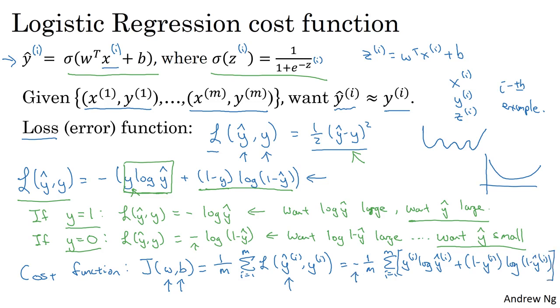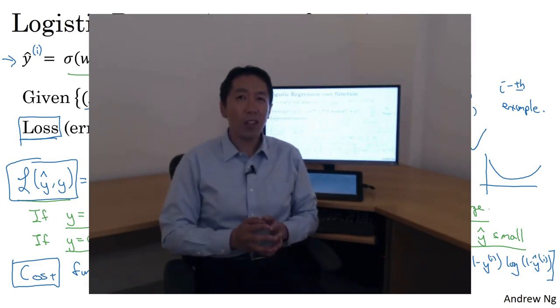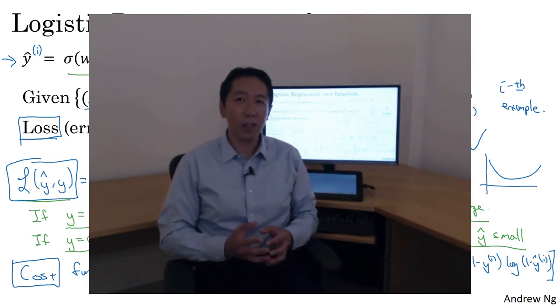So the terminology I'm going to use is that the loss function is applied to just a single training example, like so, and the cost function is the cost of your parameters. So in training your logistic regression model, we're going to try to find parameters w and b that minimize the overall cost function J written at the bottom. So you've just seen the setup for the logistic regression algorithm, the loss function for a training example, and the overall cost function for the parameters of your algorithm.